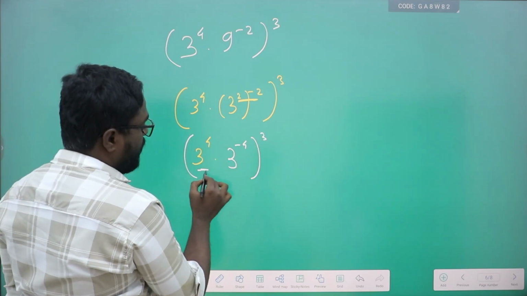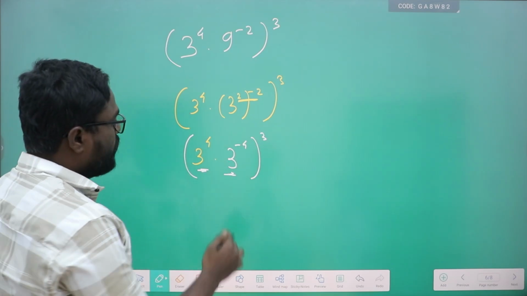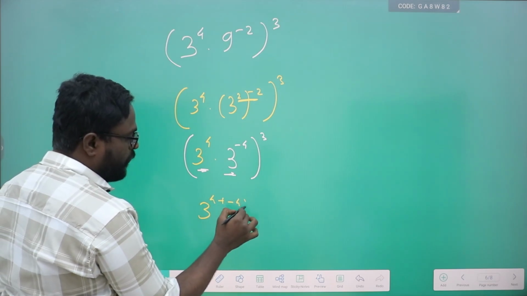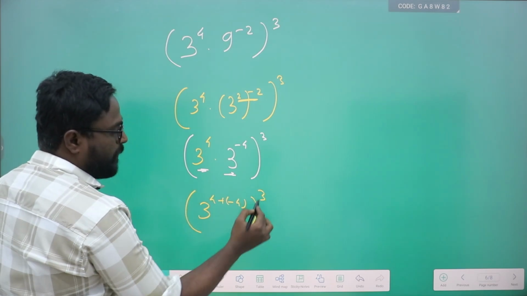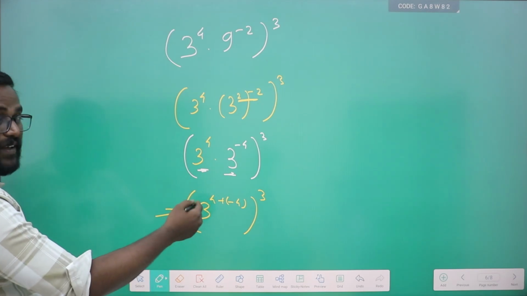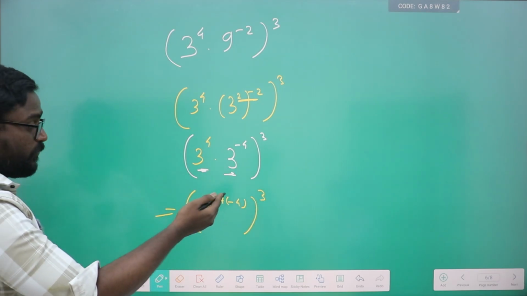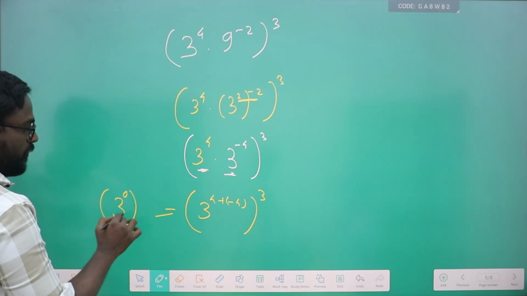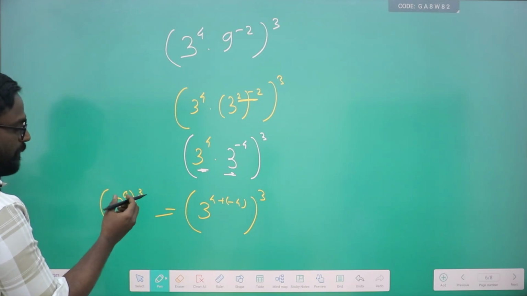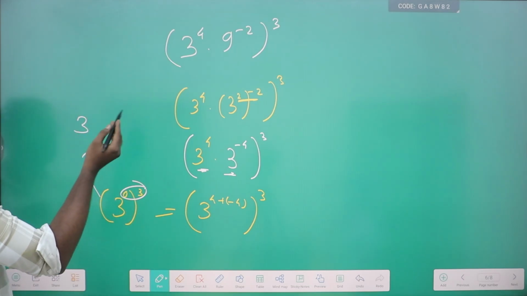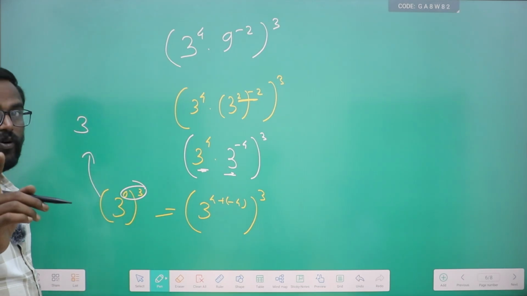Now if you can see, these bases are equal, so we can just simply add the powers. 3 to the power 4 plus negative 4, to the power 3. So what do we have? 3 to the power 4 plus negative 4, it's going to be 4 minus 4. So what do we have? 3 to the power 0, to the power 3. I'll just simply multiply these two powers. What do I get? 3 to the power 3 times 0, which is 0.